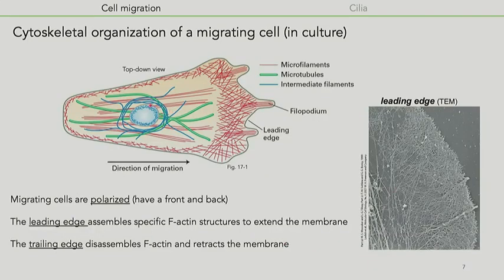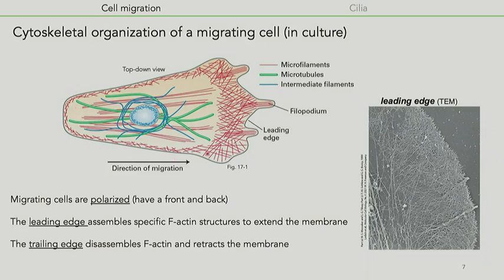Okay. So here's the cytoskeletal organization of a typical fibroblast or cultured cell on a 2D substrate. Migrating cells are polarized. We talked about polarity in terms of microtubules and actin, those filaments where the two ends are distinct, so the filament is polarized. Migrating cells as a whole are polarized because they have a front and a back. In this view here, which is a top-down view of a cell, the front is here on the right side. That's called the leading edge of the cell, and the back or the rear is called the trailing edge.